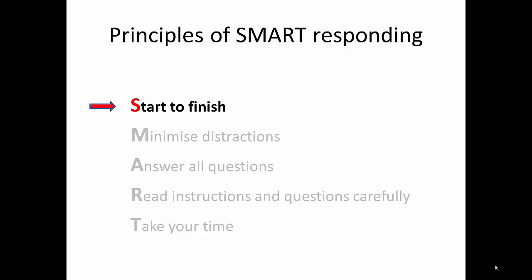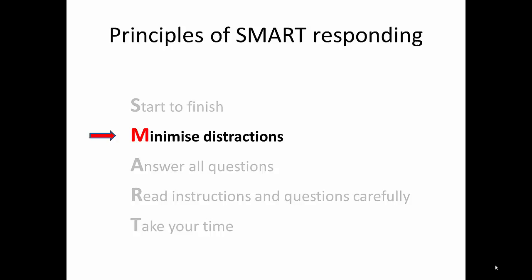The S in SMART stands for start to finish. This means completing a survey in one continuous sitting and not leaving it part way through and coming back to finish it later. Completing a survey in multiple stints can reduce data quality and lead to errors. Don't start a survey unless you're prepared to complete it in one sitting. So, always complete surveys from start to finish.